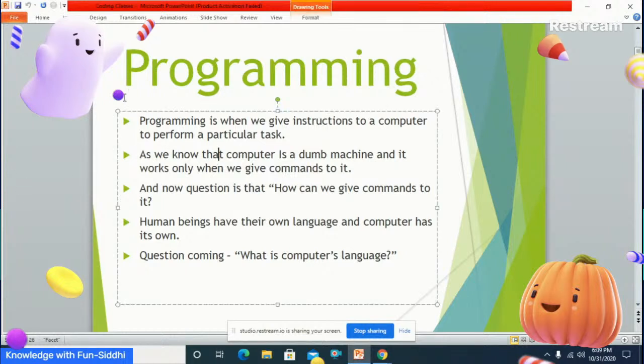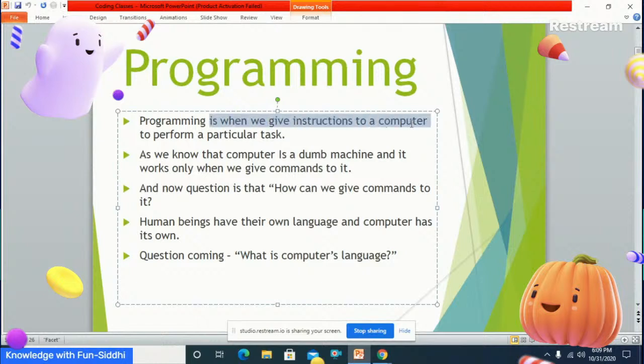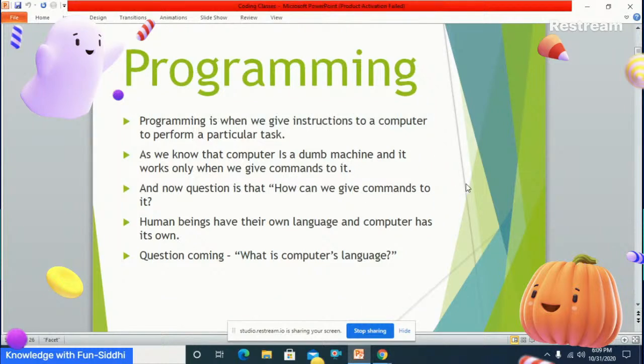I am moving this cursor with the help of a mouse. It is not moving by itself. So it means that I'm using a mouse, operating it and dragging it, right? In the same way, a computer cannot work by its own. We need to give instructions to a computer to perform a specific task. In order to make the computer do a certain thing, we need to give instructions to it.